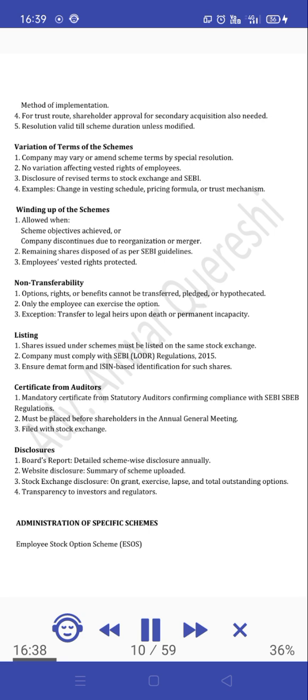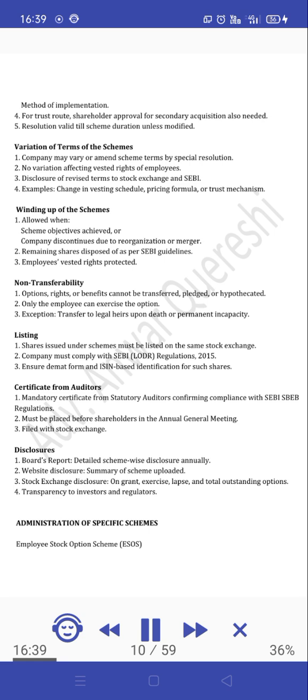Variation of terms of the schemes. 1. Company may vary or amend scheme terms by special resolution. 2. No variation affecting vested rights of employees. 3. Disclosure of revised terms to stock exchange and SEBI. 4. Examples: Change in vesting schedule, pricing formula, or trust mechanism. Winding up of the schemes. 1. Allowed when scheme objectives achieved or company discontinues due to reorganization or merger. 2. Remaining shares disposed of as per SEBI guidelines. 3. Employees' vested rights protected.